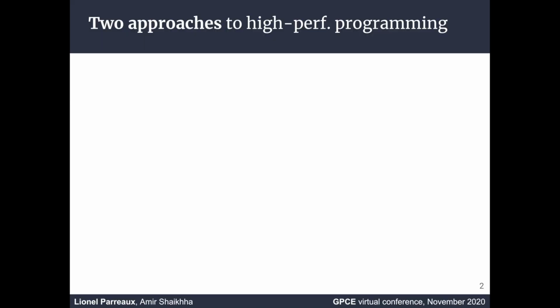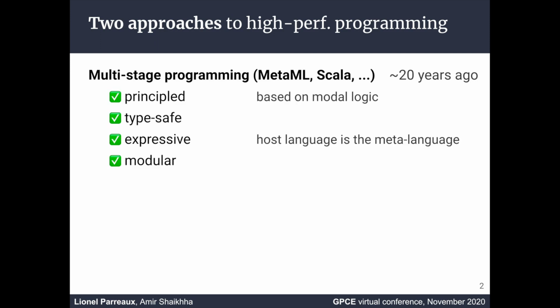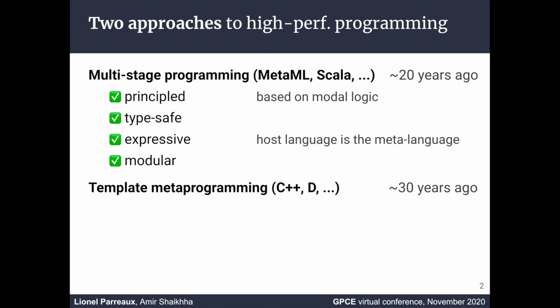I would like to start by contrasting two existing approaches to high-performance programming, namely multi-stage programming, or MSP for short, and template metaprogramming. Multi-stage programming offers the ability to specialize or partially evaluate programs in a type-safe and modular way using the expressive abstraction capabilities provided by a general-purpose programming language. This is in stark contrast with C++ template metaprogramming, another common approach to program specialization.